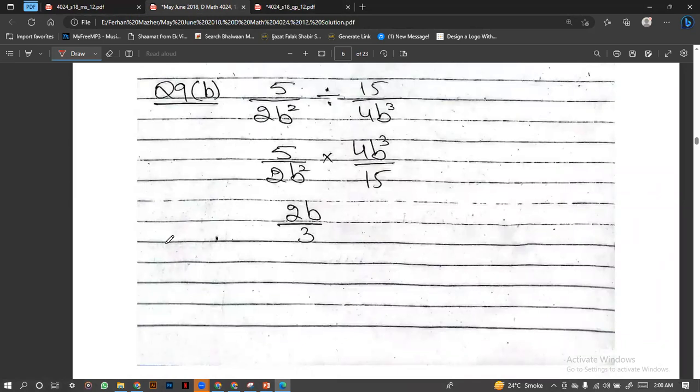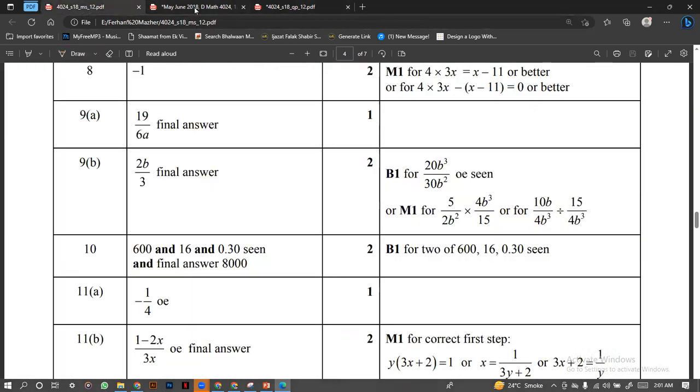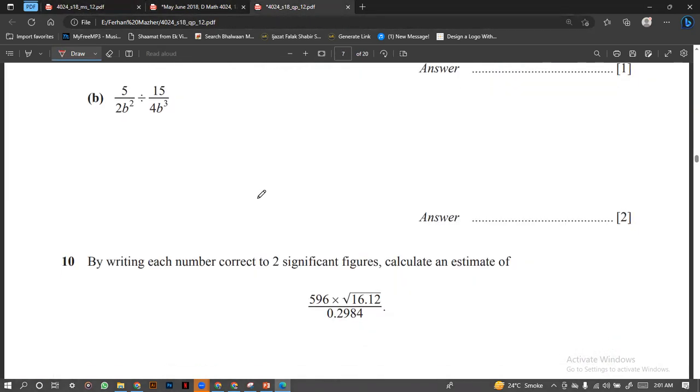So 4 and 2 will be cancelled, and b cubed and b squared will be cancelled. Then 5 and 15 will be cancelled. So you will have 2b divided by 3. 2b divided by 3, that is the right answer, sir. This is the solution. Question number 10 is a 2 marks question.